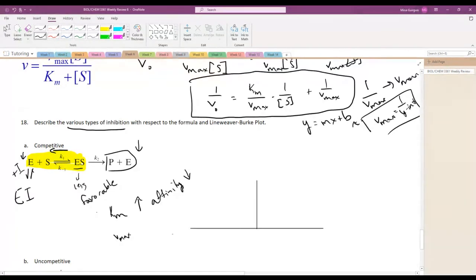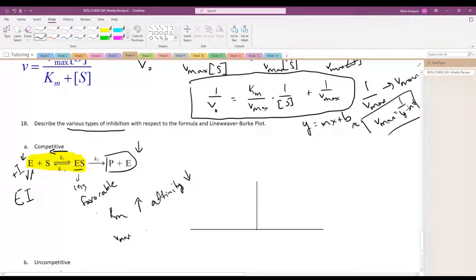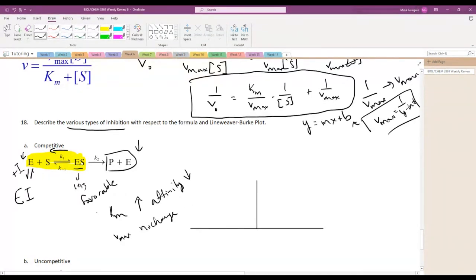And the reason for that is because if I dump enough substrate in there, Vmax will eventually, I'm sorry, not Vmax, the substrate will eventually crowd out the inhibitor and get rid of it. And so Vmax will ultimately stay the same, okay?